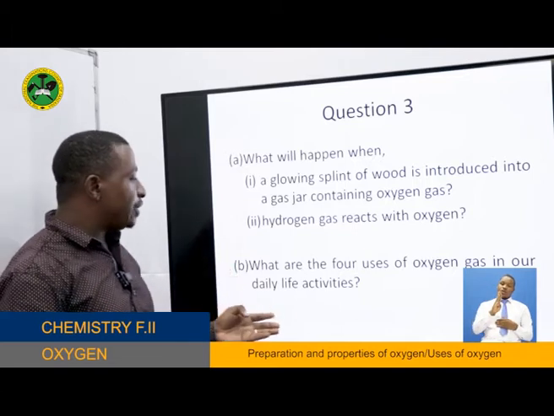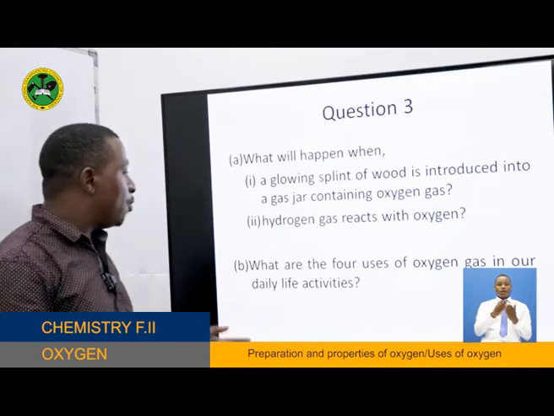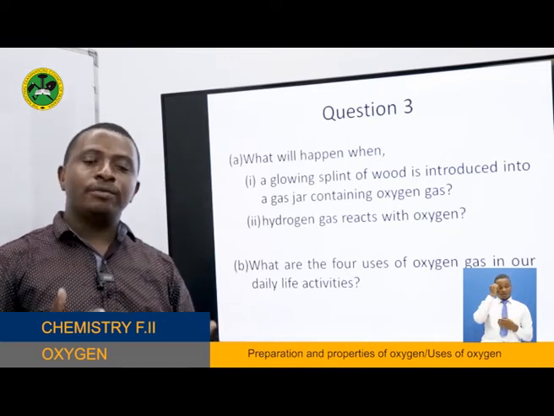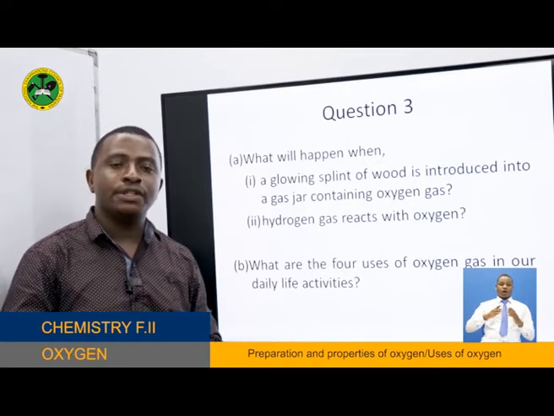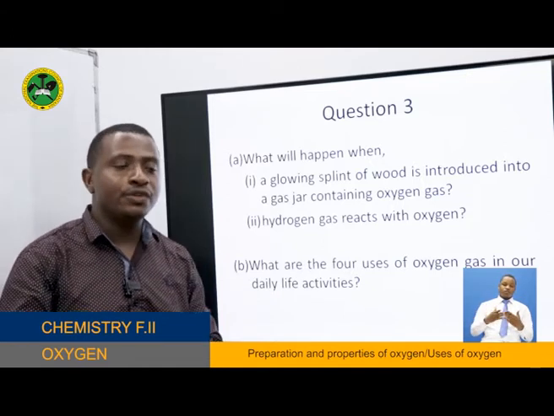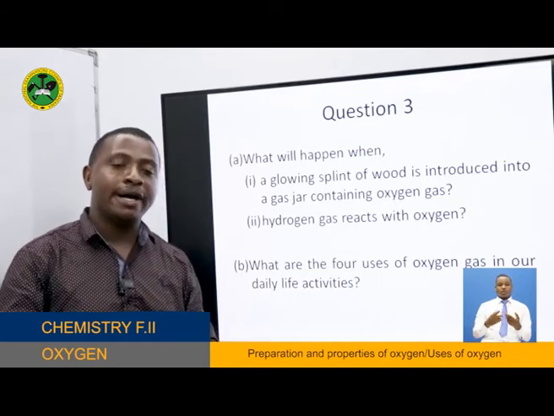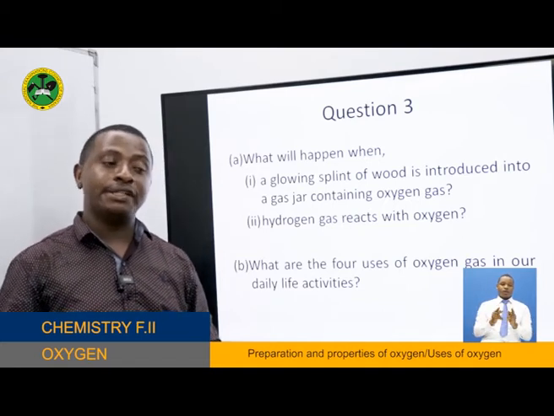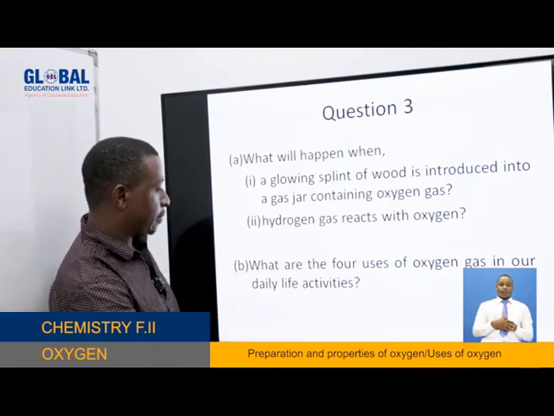And B, what are 4 uses of oxygen gas in our daily life activities? You have now seen, dear students, from the discussion, we have several uses. It is used in breathing, in respiration, in welding of metals, and in different industries, in chemicals, such as making sulfuric acid. So there are several uses. You can add some more uses.